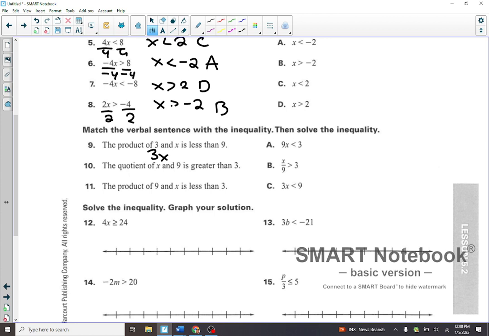So the product of 3 and x, that's multiplication. So 3x is less than 9. So it's smaller than 9. So that would be C. I'll leave the rest for you guys, okay?